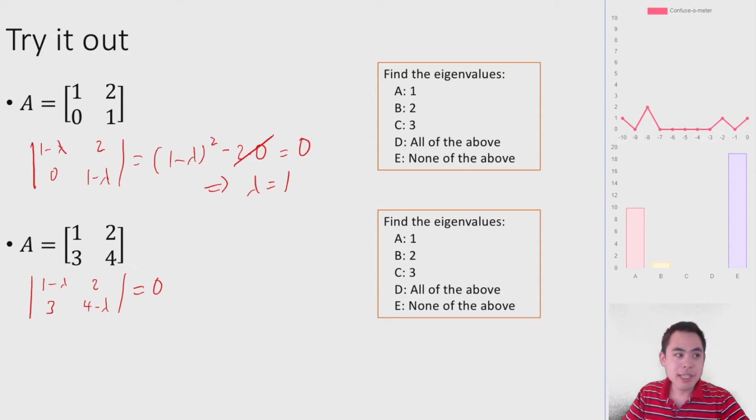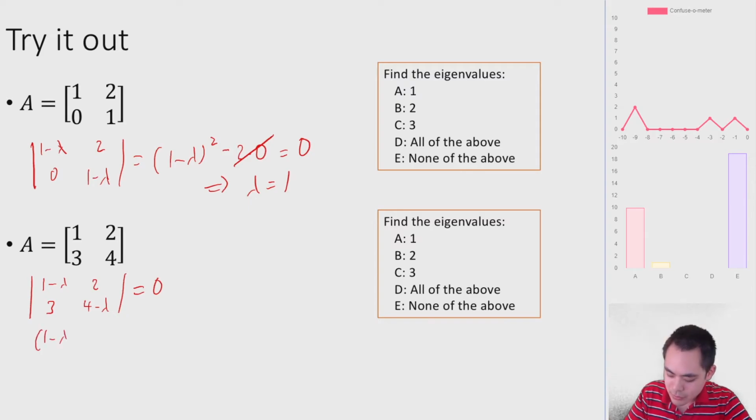So we want to set this determinant equal to 0. And so that means that this is equal to, so we have 1 minus lambda times 4 minus lambda minus 6 is equal to 0. When we write this out, you get lambda squared minus 5 lambda plus 4 minus 6 is equal to 0. Lambda squared minus 5 lambda minus 2 is equal to 0.